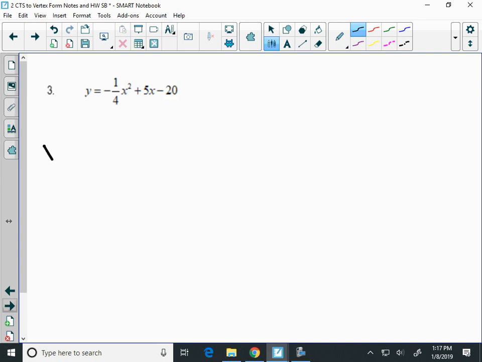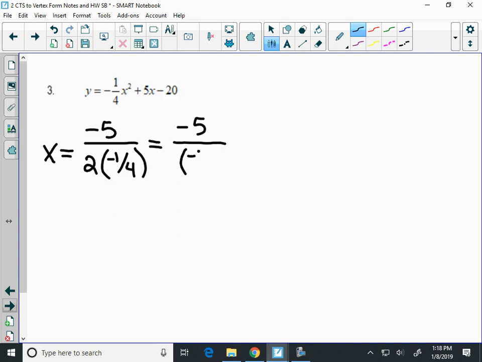So we'll start with our formula. X equals. To find the x coordinate, we do the opposite of b. So here that'd be negative 5 over 2 times what's a in this problem? Negative 1/4. Now we're not going to let the fractions freak us out yet because it's not going to be that bad. First, let's simplify 2 times negative 1/4. Negative 0.5, like negative 1/2. So that's what we have in the denominator.